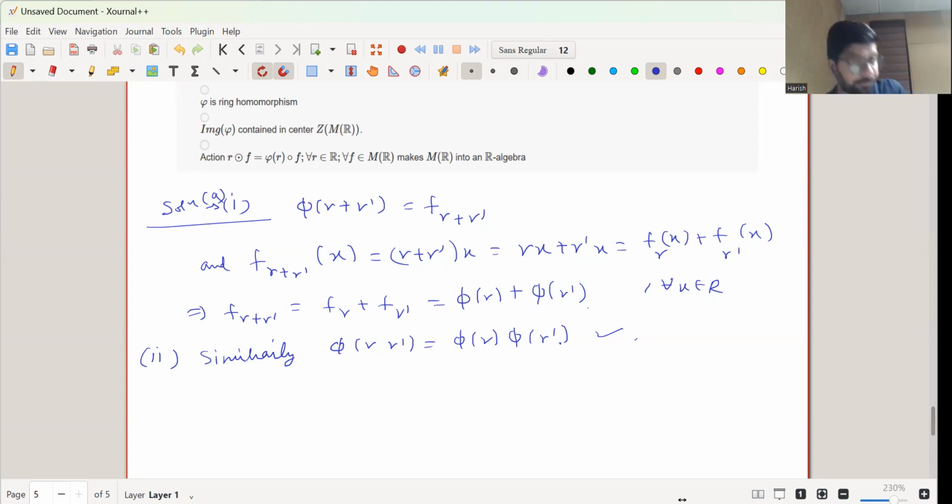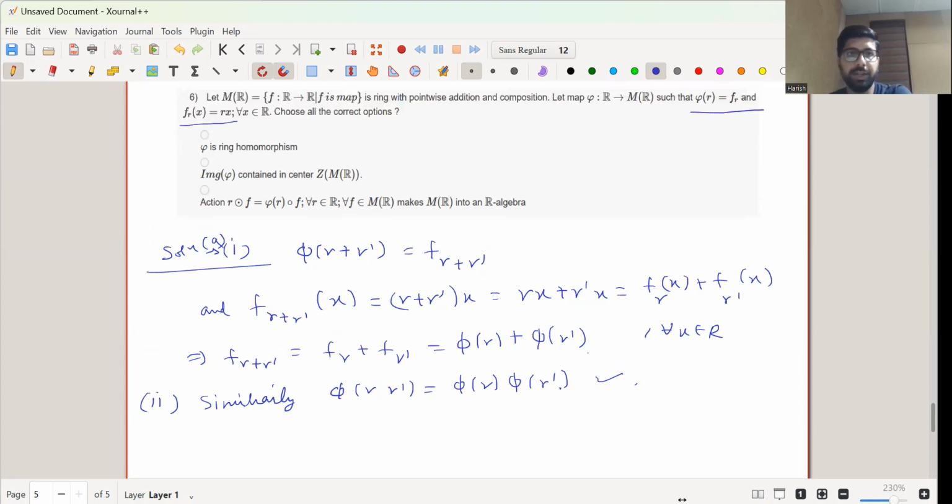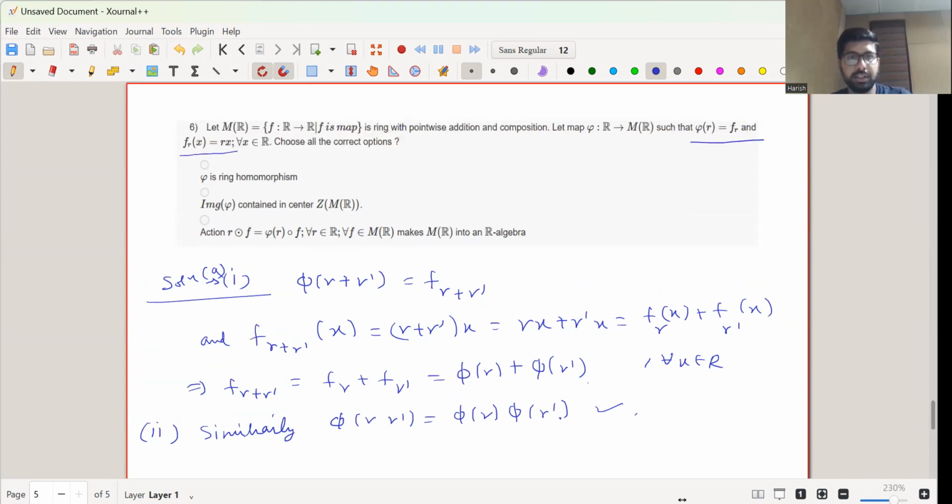Second is image of phi contained in the center Z of MR. That won't be true, because the image of phi is not in the center of MR, this will not make it an R algebra. To make it an R algebra, you need the image of phi to be contained inside Z of MR. So you just check that the image of phi is not inside the center of MR. It won't be true, and just because this is not true, this will also not be true. Okay, so the first option is correct, and the second and third are not correct.